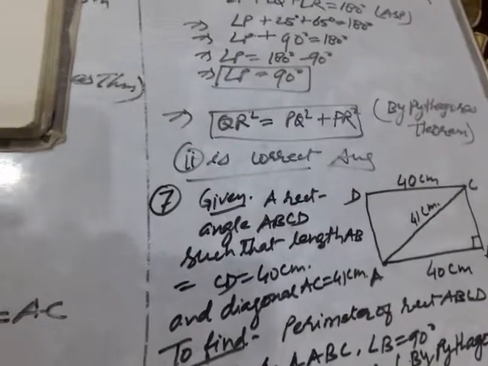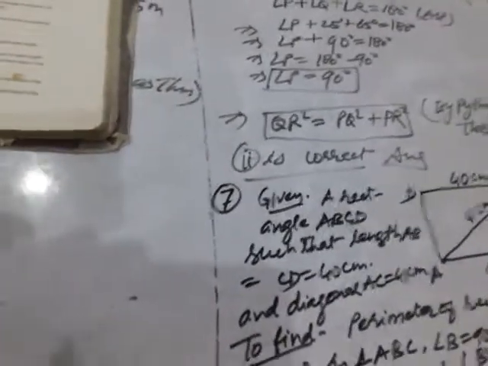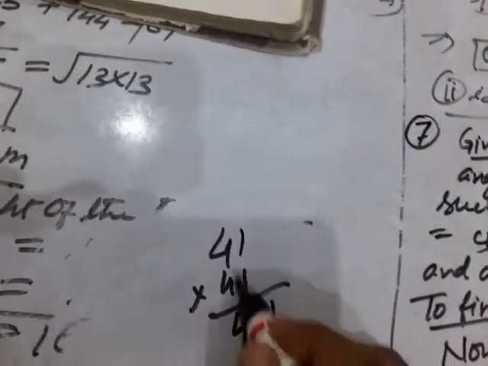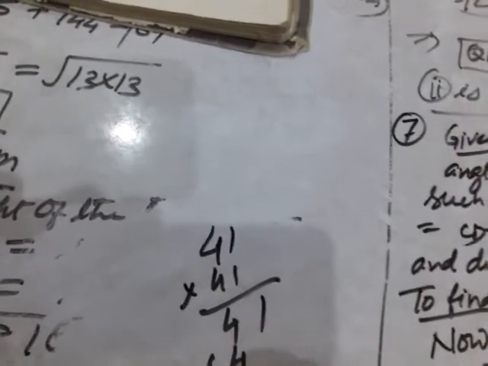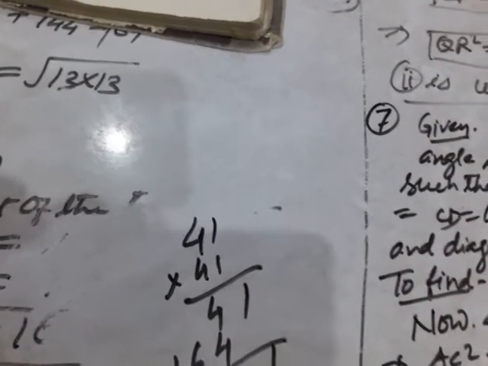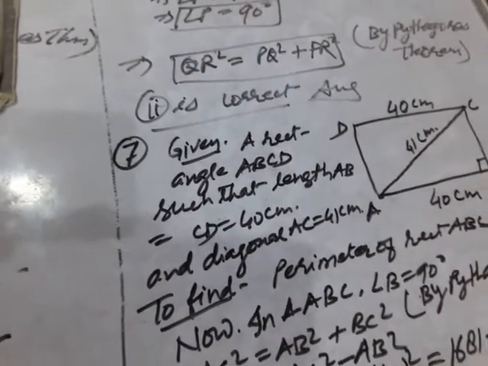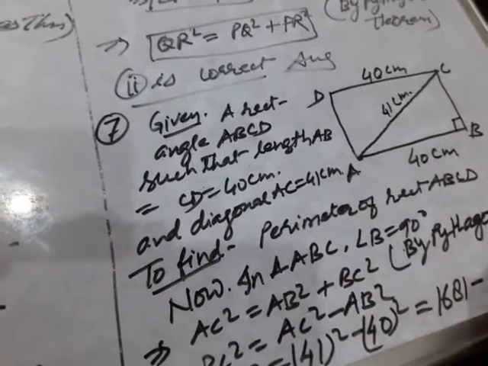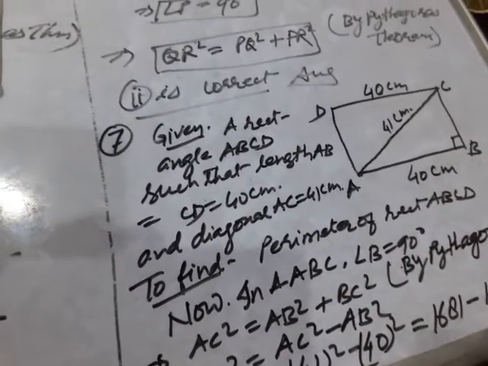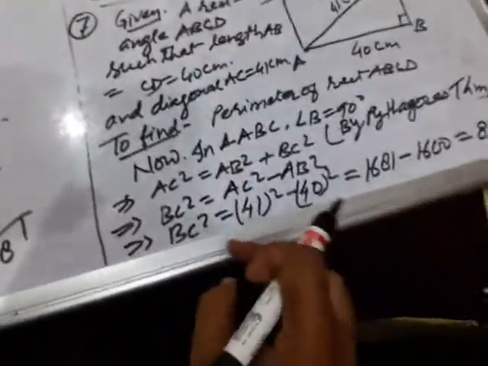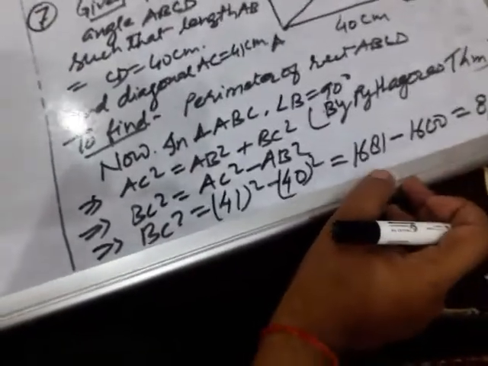Now solve it. 41 into 41 is 1681. 1681 minus 40 square, which is 1600, equal to 81. So BC square equal to 41 square minus 40 square equal to 1681 minus 1600 equal to 81.